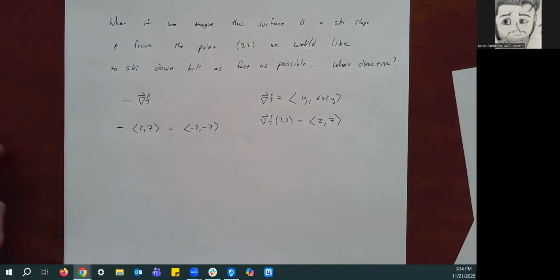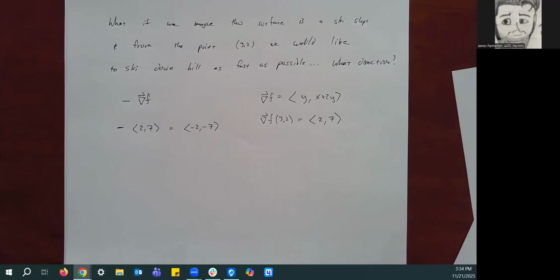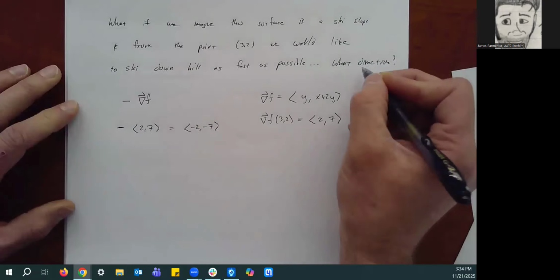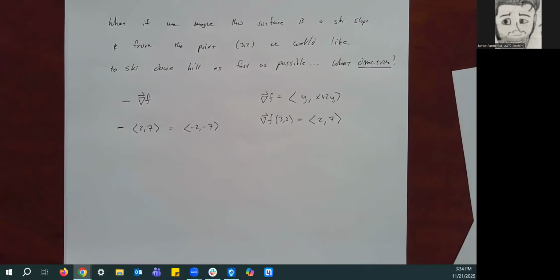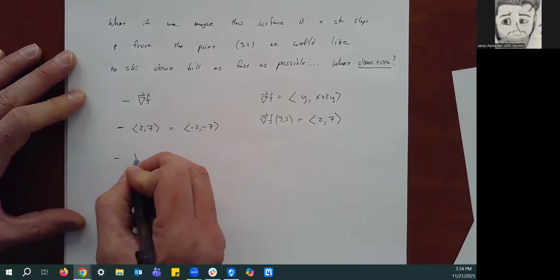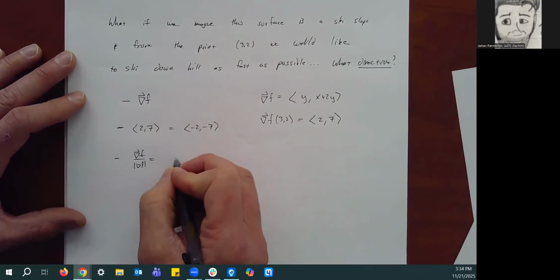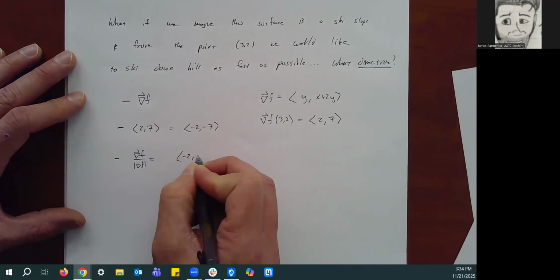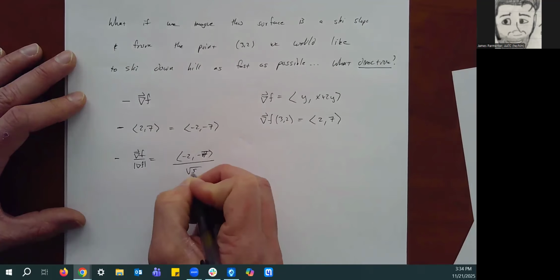Now, I will admit this might not be technically correct, in that if they ask you what direction, they usually mean give me the answer as a unit vector. So really we should say the negative of the gradient divided by its own magnitude, which is (-2, -7) divided by the square root of 53.